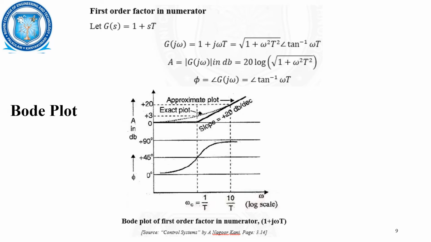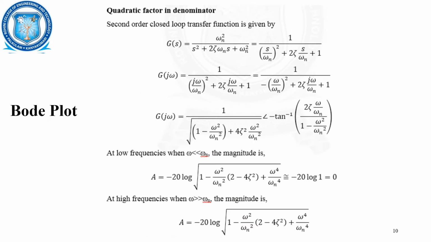While considering the first order factor in the numerator, we will have a magnitude of root of x square plus y square, so root of 1 square plus omega square into T square. The angle is tan inverse of omega T. So here it will be a constant term representation and then a derivative term, which is an increasing one. Looking at the angle, it is between 0 degrees and plus 90 degrees.